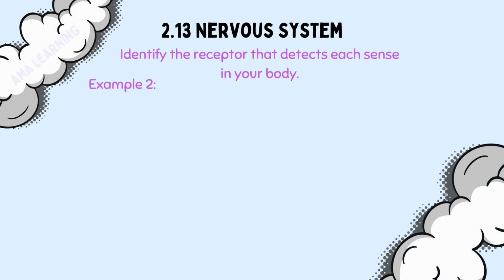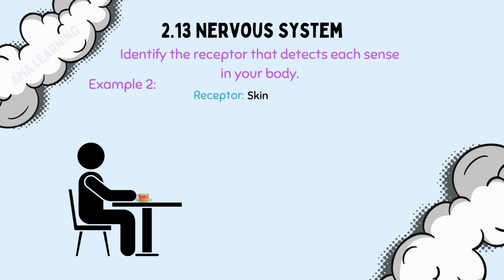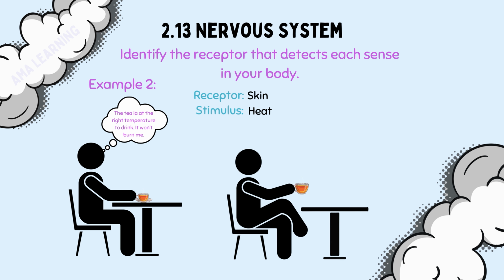In example 2, the skin has detected heat from a cup and sent a message to the brain. What happens next? The brain makes a decision: the tea is at the right temperature to drink. It won't burn me. The brain, which is part of the CNS, sends electric impulses to the muscles, which are the effectors, in the shoulders and arms through the motor neurons. This brings about a response. The muscles in the shoulders and arms contract, and the cup moves towards the person's mouth so that they can drink from it.